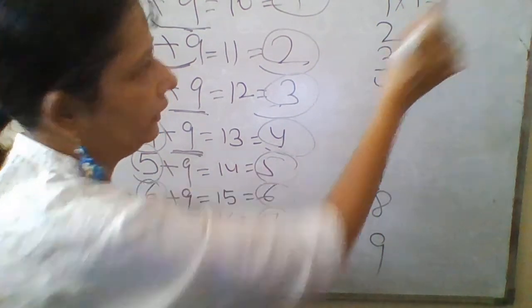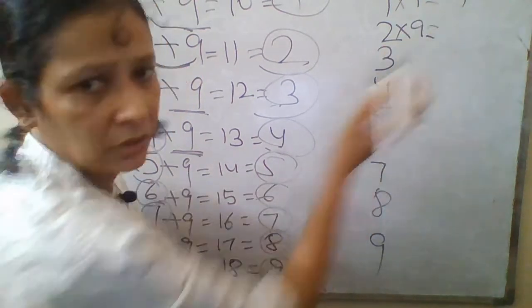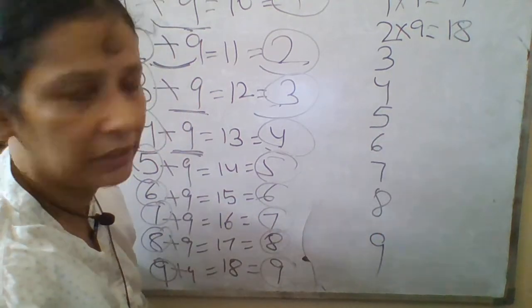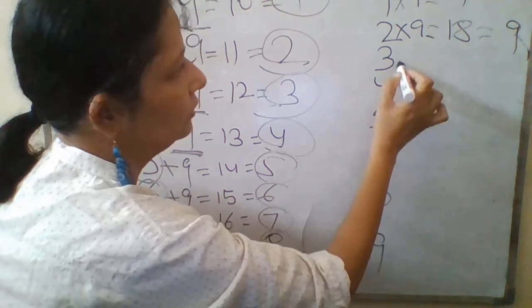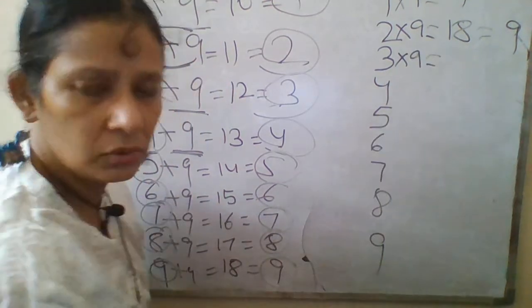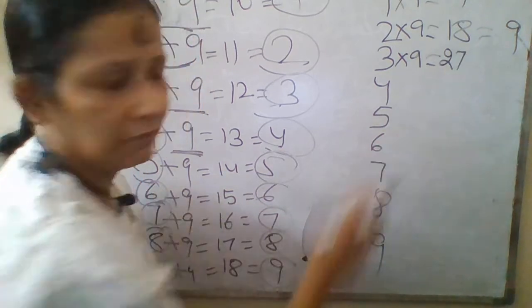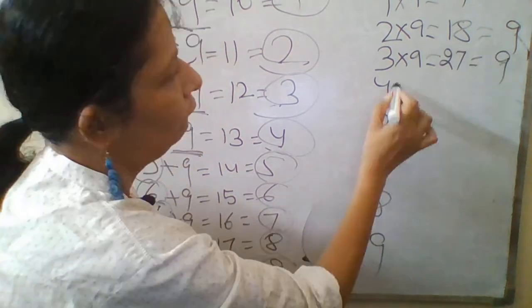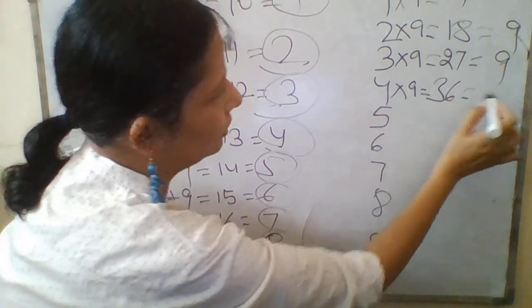1 multiply 9 is equal to 9. 2 multiply 9 is equal to 18. So how will you find out the DR of 18? That will be equal to 1 plus 8, which is equal to 9. 3 multiply 9 is equal to 27, and 2 plus 7 is equal to 9. 4 multiply 9 is equal to 36. 6 plus 3 is equal to 9.